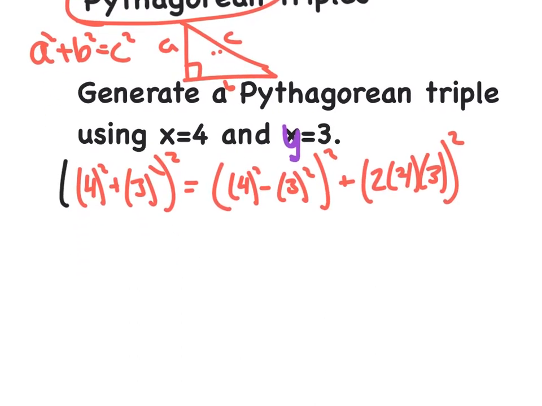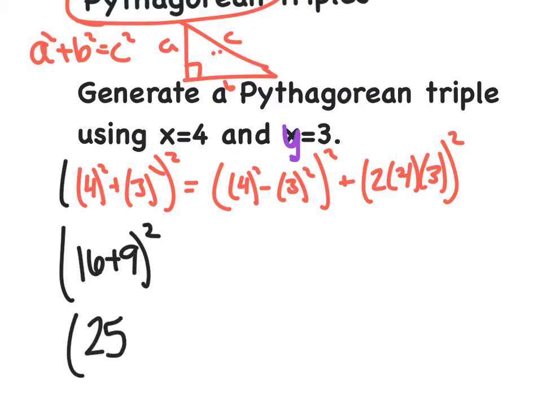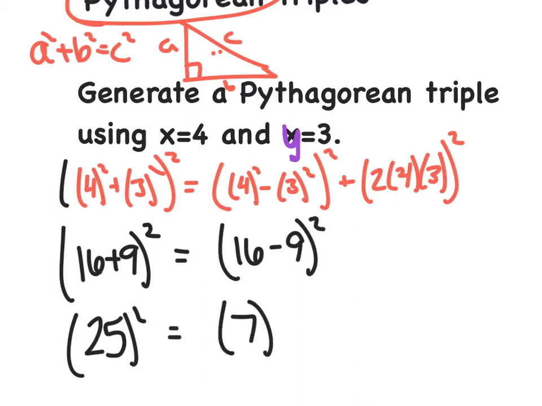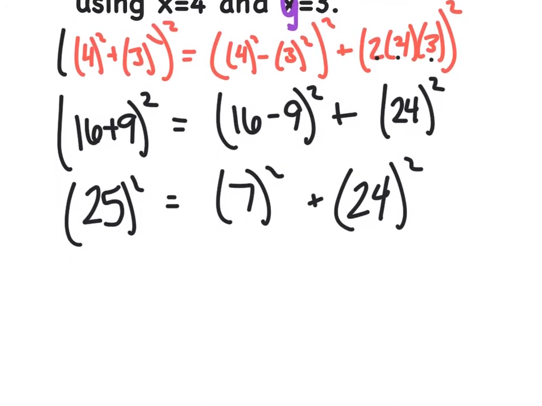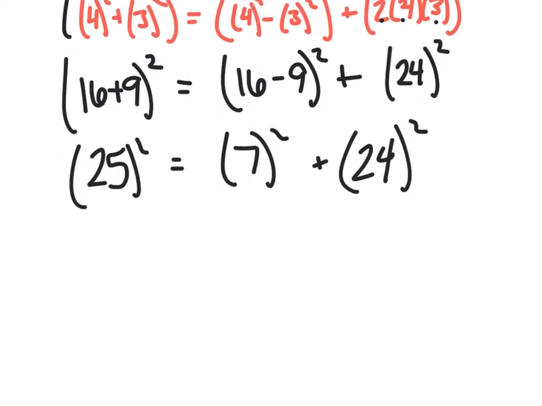Okay, now we'll just go through and we'll do the math here. So this is going to get me 16 plus 9 squared, which would get me 25 squared, which is going to be equal to, this is going to be 16 minus 9 squared, which will get me 7 squared, plus 2 times 4 is 8 times 3 is 24 squared. Now I want you to stop there. Okay, I don't actually want you to go any further. I want you to think about this. Do you kind of see the setup going?